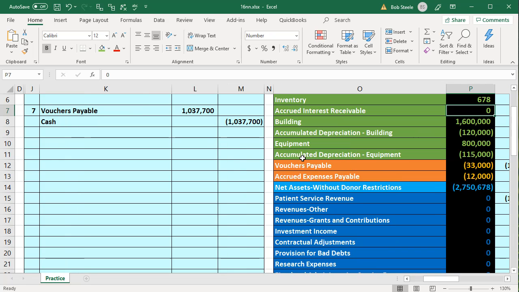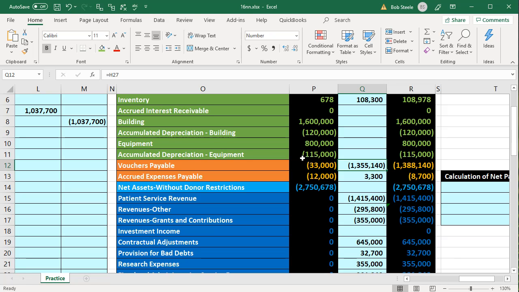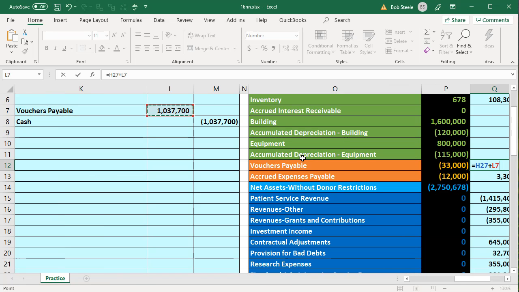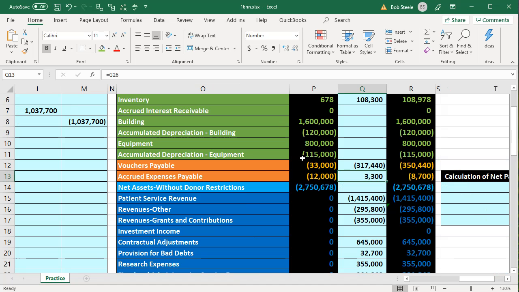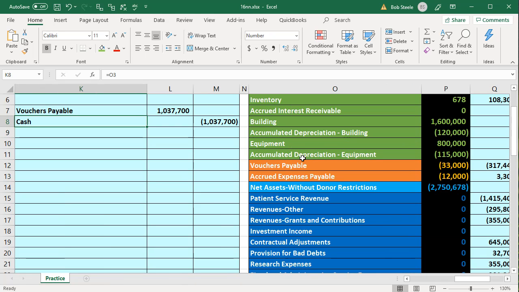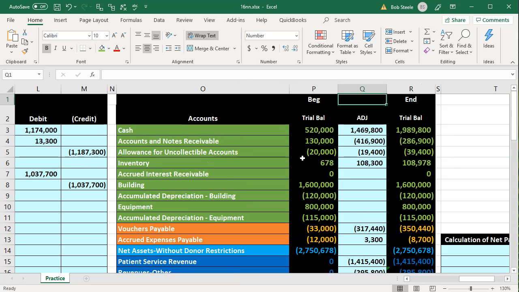Vouchers payable, then we're going to record that. That will be in cell Q12. Within Q12, we're going to go into that cell by saying F2 plus F2, then scrolling over to the vouchers payable debit of the 1,037,700 and enter. And the next item will be cash. So cash is going to be going down. So we're going to go to the cash account. That, of course, will be up top.